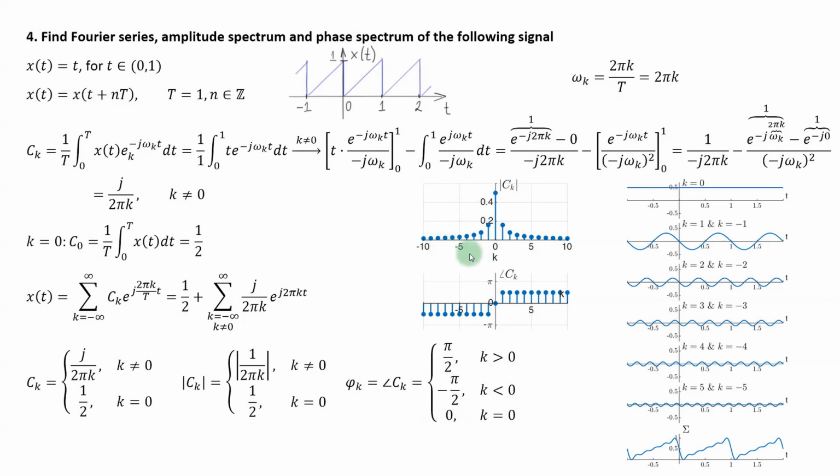Here, the amplitude spectrum and the phase spectrum are plotted. This line corresponds to the average value which I have plotted here. This pair of lines corresponds to the amplitude, and this pair of lines corresponds to the phase of the first, the fundamental harmonic, which I have plotted here. This pair of lines corresponds to the amplitude, and this pair of lines corresponds to the phase of the second harmonic, which I have plotted here.